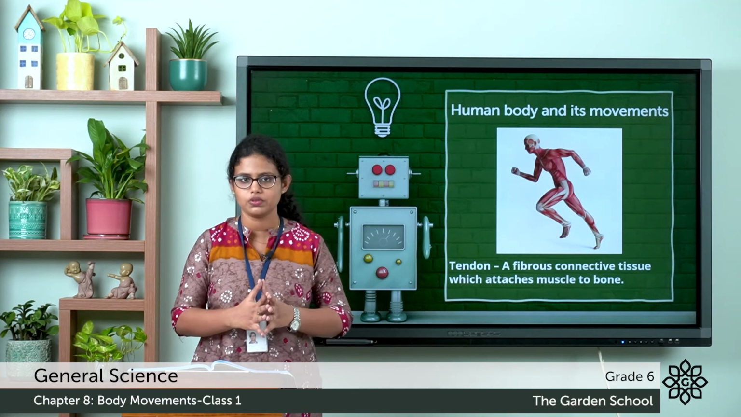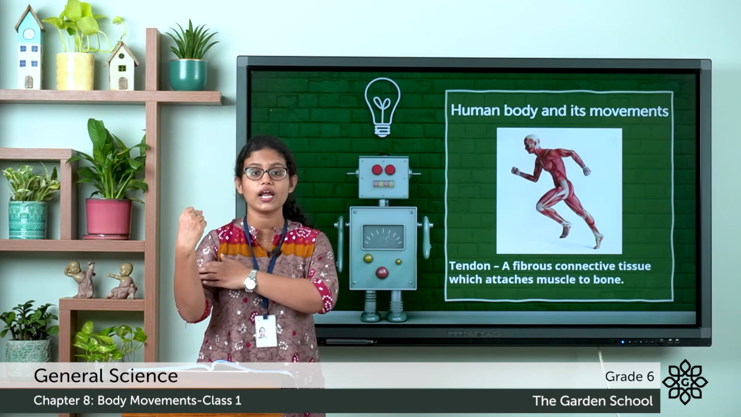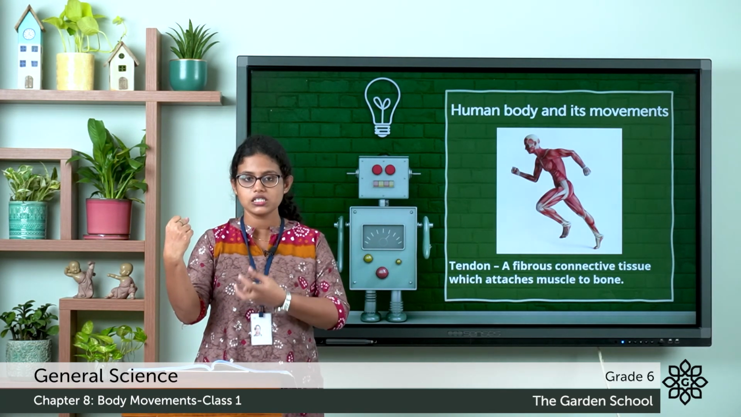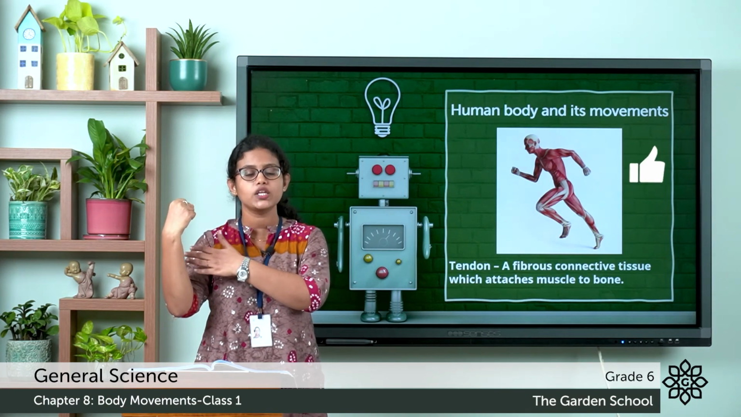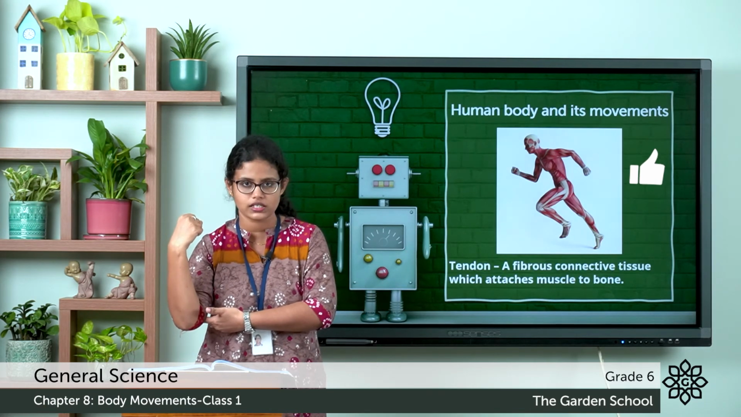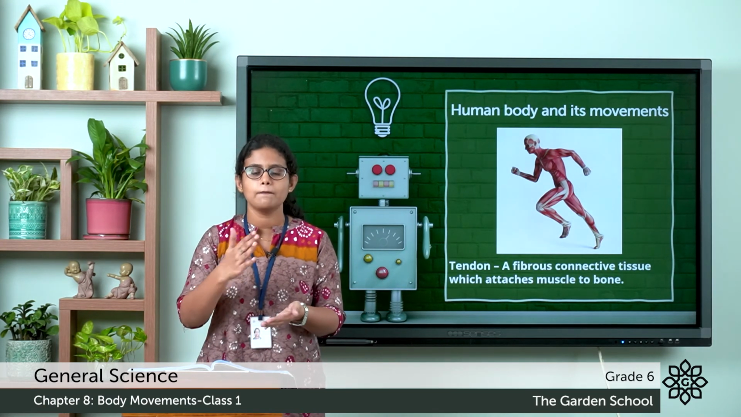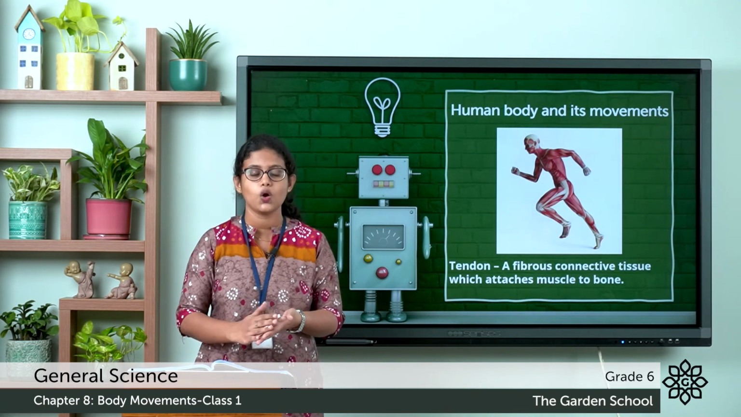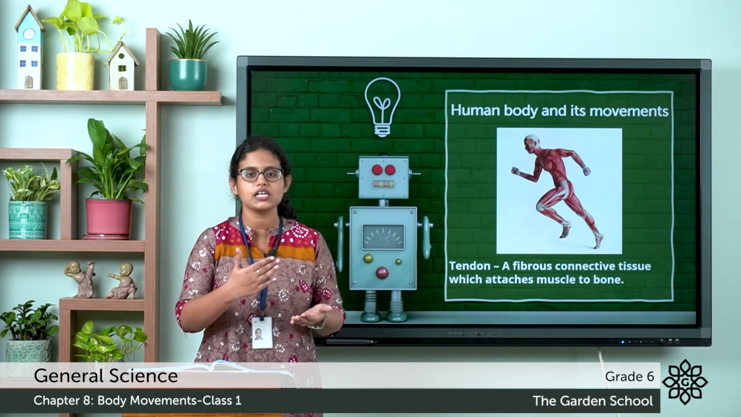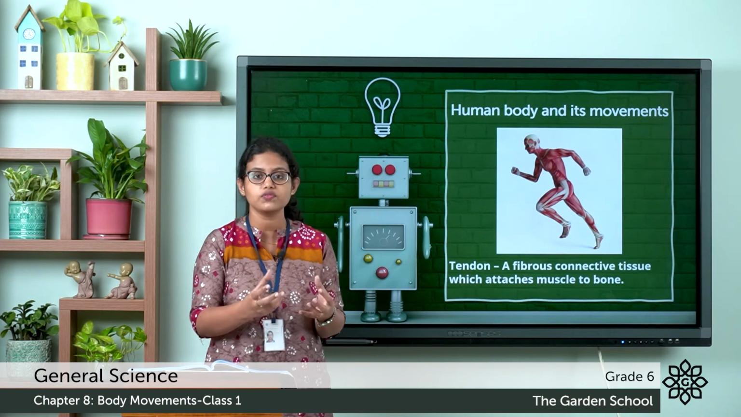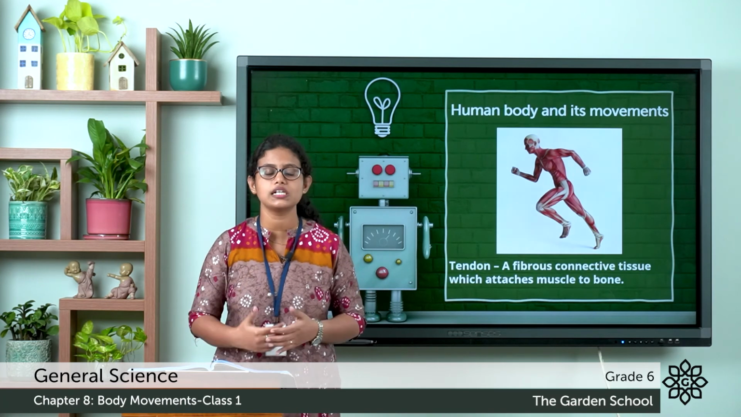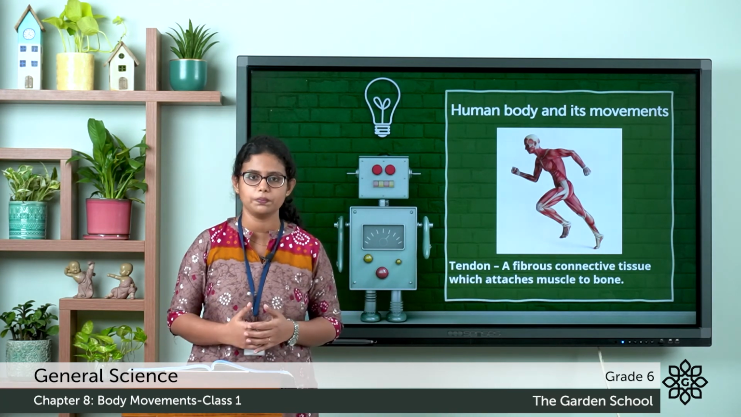Let me give you an example. Can you all just bend your elbow like this? When you bend your elbow, the muscles in front of the upper arm contract, and the muscles at the back of the upper arm relax, which means muscles work in pairs. When one contracts, the other relaxes. The muscles are connected to the bones with a tough tissue called tendons. So this results in the movement of body parts.